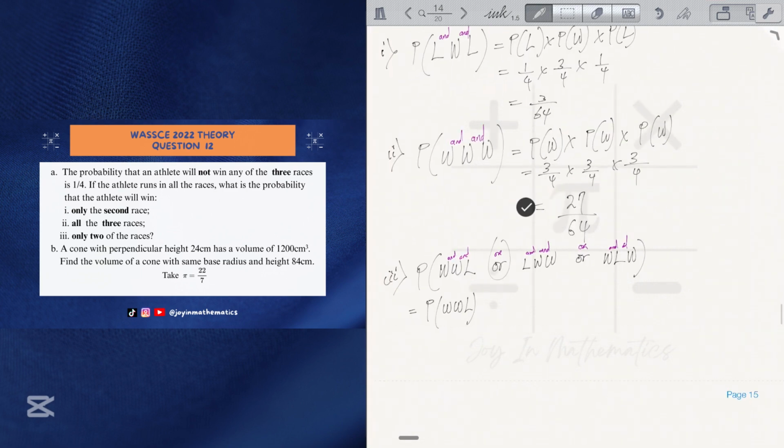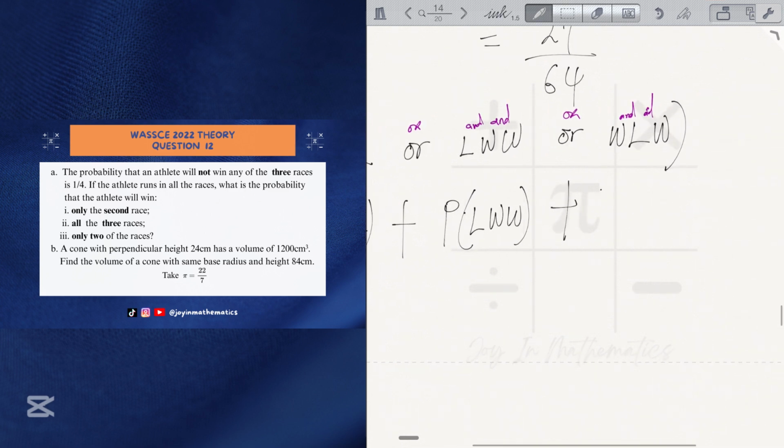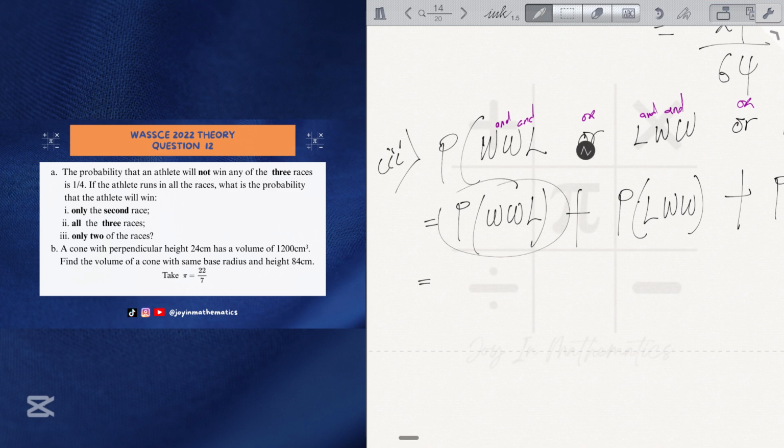Now, "or" in this case is addition, so plus the probability that it will win the last 2 races, or the probability that it will win the first, lose the second, and win the third. So in these conditions, this can be expressed again as probability of win multiplied by the probability of win multiplied by the probability of lose.